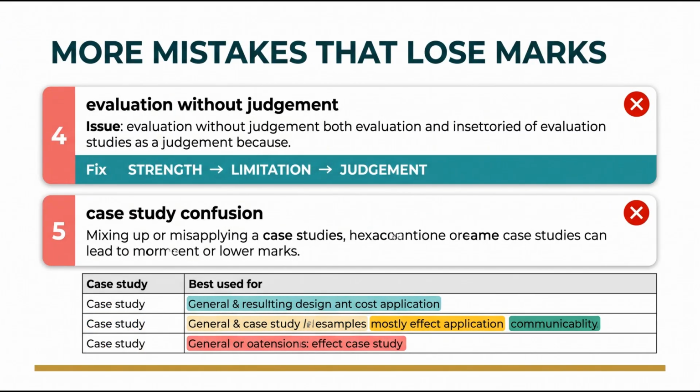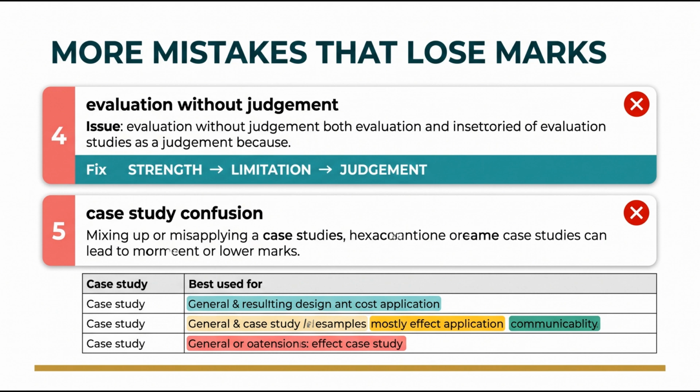Mistake 4, evaluating without a judgment. If the question says evaluate, listing strengths and then weaknesses is not a complete answer. You must end with a clear judgment. Which strategy is most effective and why? Overall, legal protection is the most effective strategy because it prevents further loss. However, it cannot undo what has already been cleared.